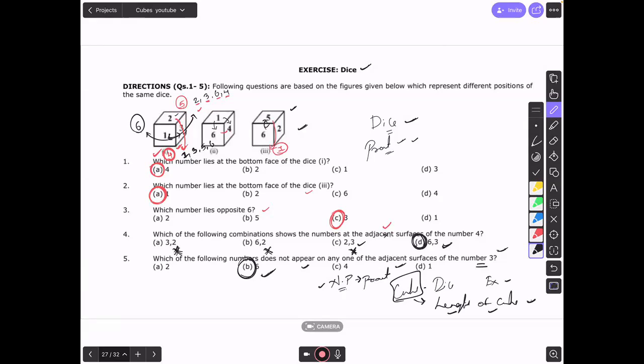Then we came to dice. With dice, as I said, it's very simple. For one dice, they will give you 2 to 3 different images. From that you have to visualize what numbers will be on the other parts of the dice. So please practice all these exercise problems and then I'll see you in the doubt solving class.